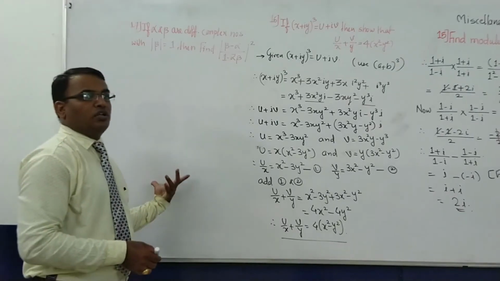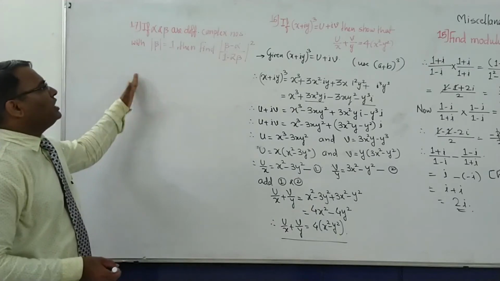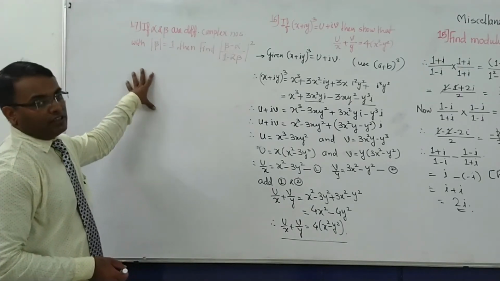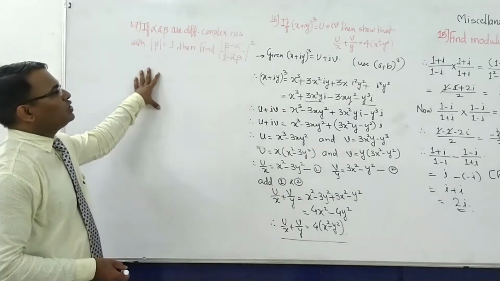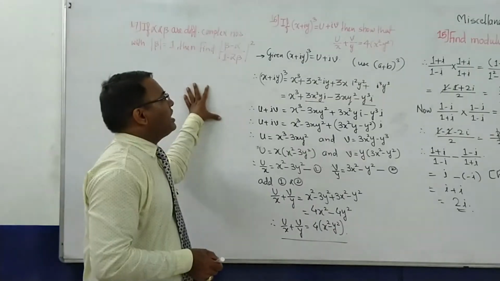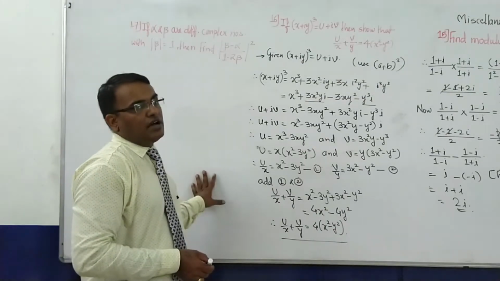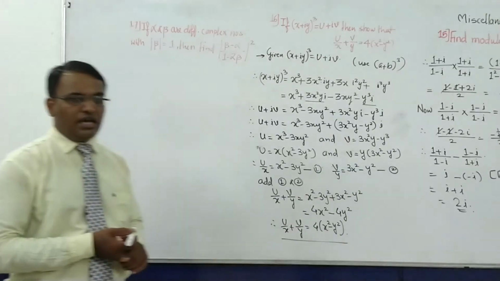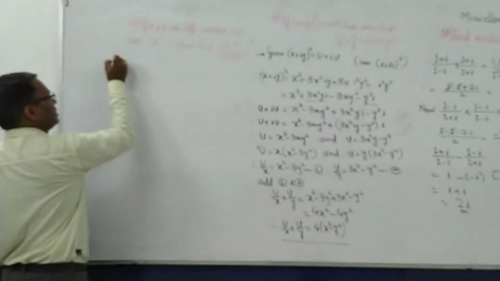Now let's go on to the next sum. If alpha and beta are different complex numbers with mod of beta equal to 1, then find mod of (beta minus alpha) upon (1 minus alpha bar beta), whole square. Okay, how can we do it? What is given?